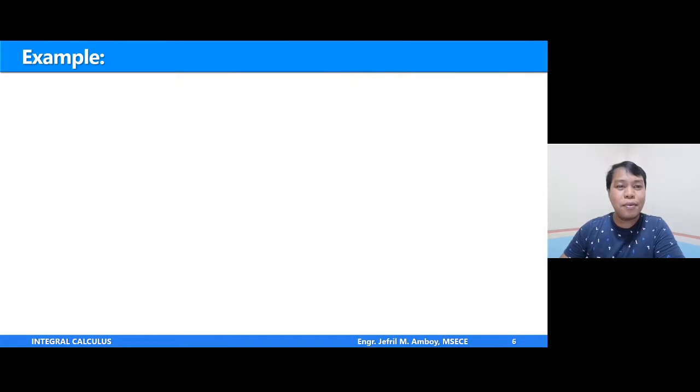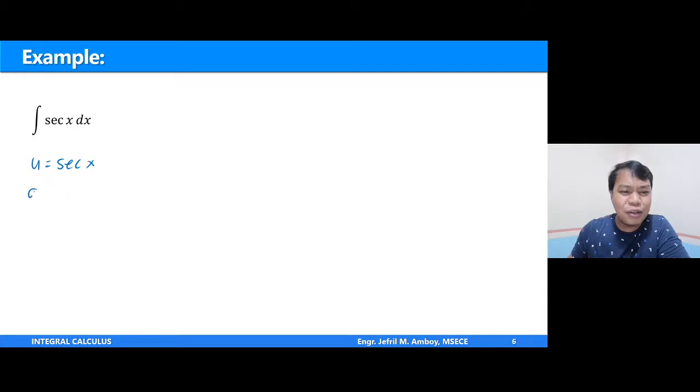Now, let us have some more examples. Integrate secant x dx. Actually, if you use the substitution method, we know that topic, right? If I let u be equal to secant x, we know its du: we will have secant x times tangent x. And there is no tangent x in the given, so we need to have a tangent x.